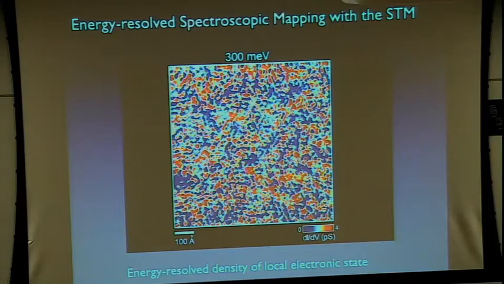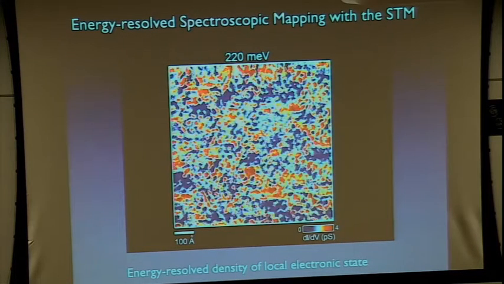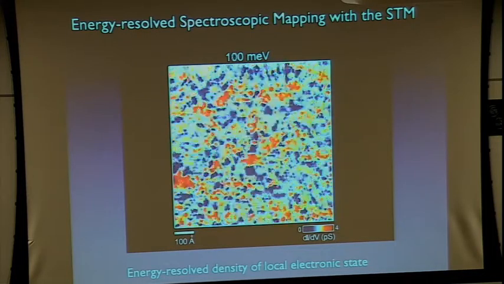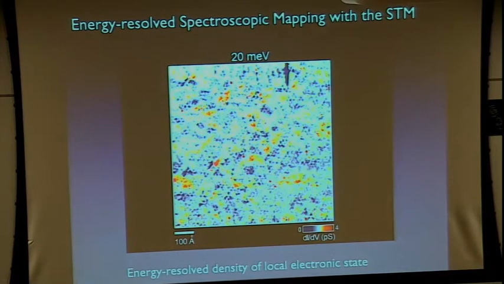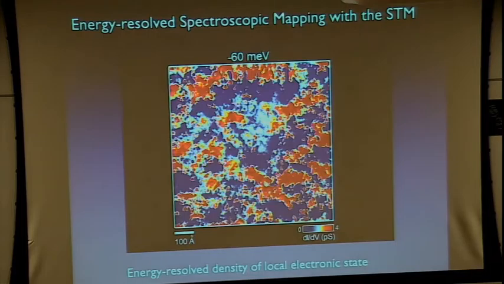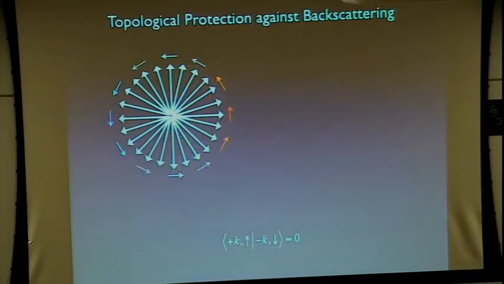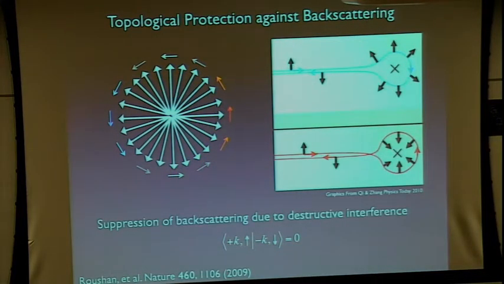And then you can turn that into a movie, of course, right? This is an example of spectroscopic mapping in real space of the surface of a topological insulator. You can see, as a function of energy, a lot of things happening in this picture. Figuring out what this means and how it relates to what we are interested in is mostly what we do. Okay, so let's start with the suppression of backscattering due to impurity.